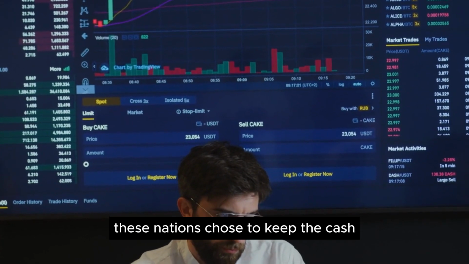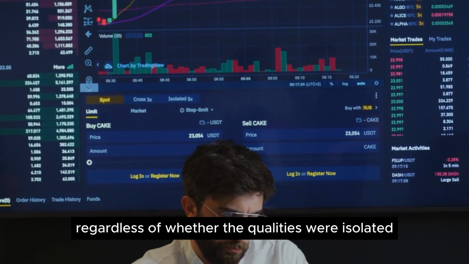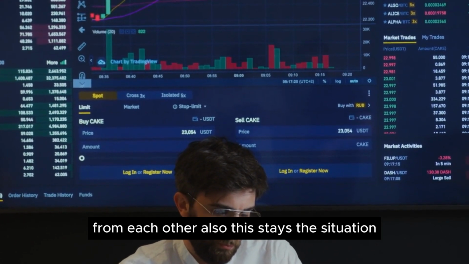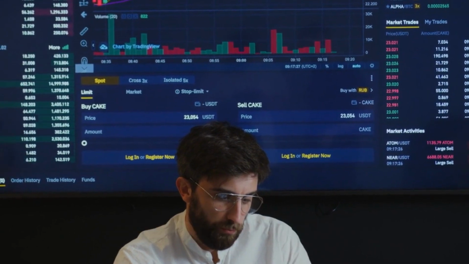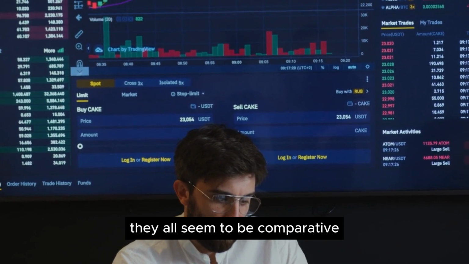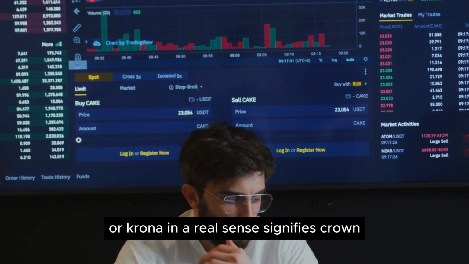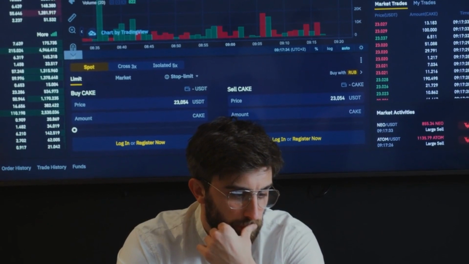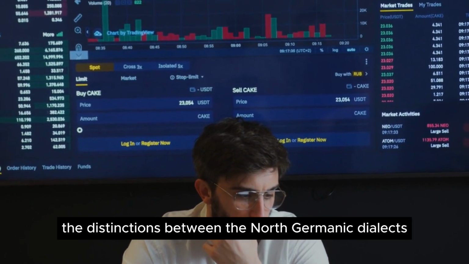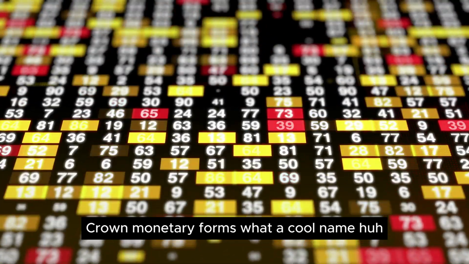These nations decided to keep the currency name, even though the values were separated from each other. And this remains the case, if you notice their currency names. They all seem to be similar. That is because krona or krone literally means crown, and the differences in spelling of the name reflect the differences between the North Germanic languages. Crown currencies. What a cool name, huh?